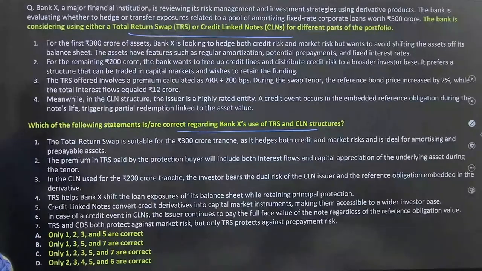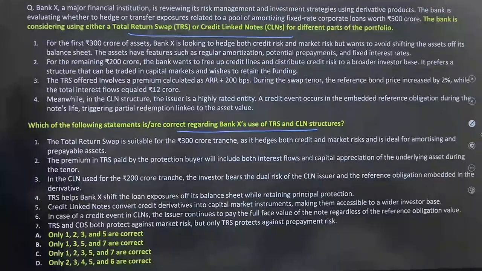So first four statements: for the first 300 crore of asset, the bank has both credit risk and market risk, but wants to avoid shifting the asset off its balance sheet. They want to maintain those in their own balance sheet. The asset has features such as regular amortization, potential prepayments, and fixed interest. For the remaining 200 crores, the bank wants to free up a credit line and distribute credit risk to a broader investor base. It preferred a structure that can be traded in the capital market and wishes to retain the funding.